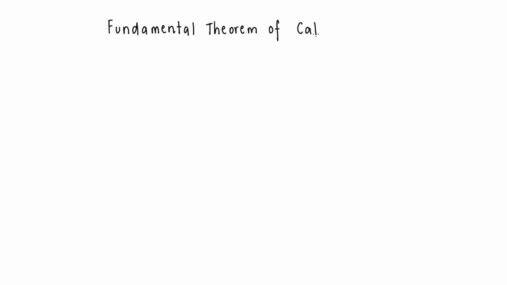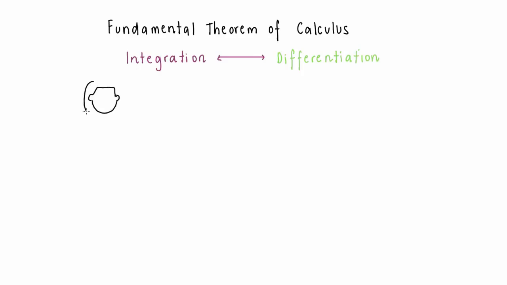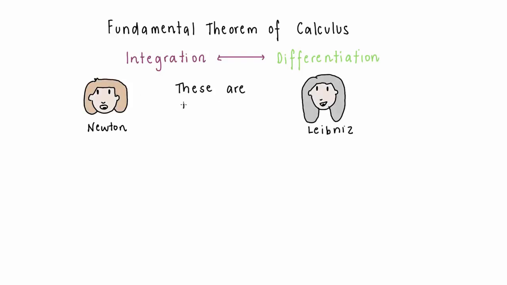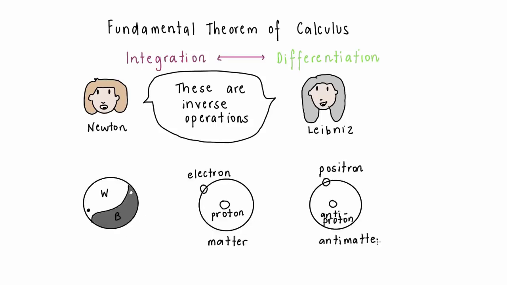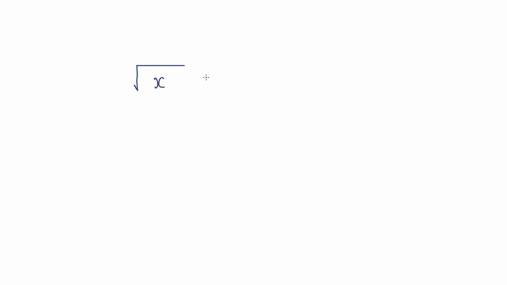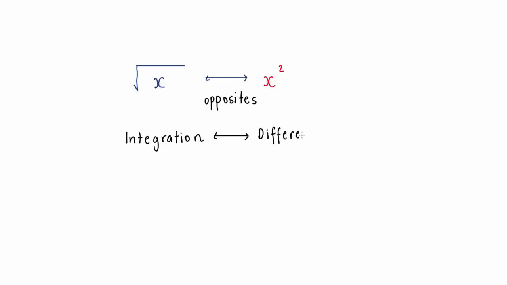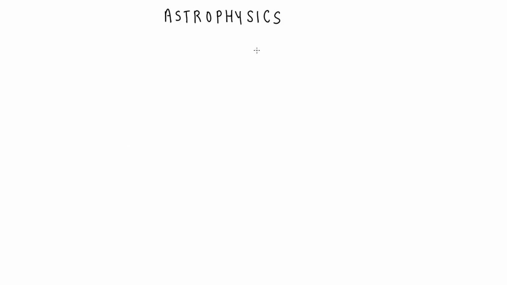Both these branches, differentiation and integration, are connected together by something called the fundamental theorem of calculus. This theorem, created by Newton and Leibniz, states that differentiation and integration are inverse operations or opposites, just like yin and yang, black and white, or matter and antimatter. Take the square root for instance. The opposite of taking the square root is squaring a number, just like differentiation is the opposite or inverse of integration.